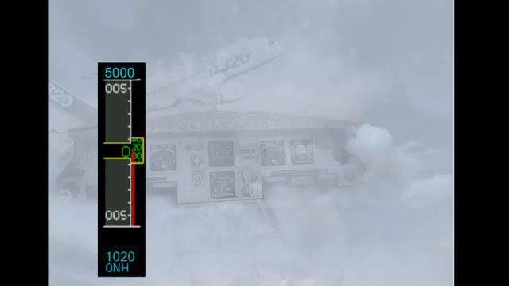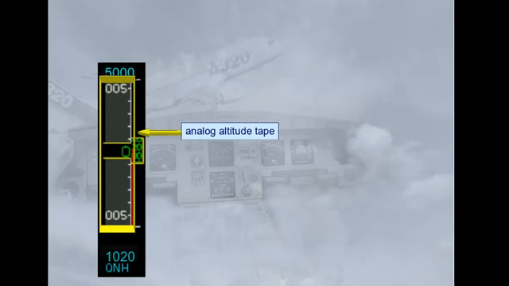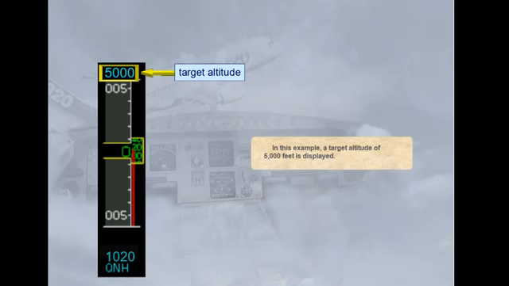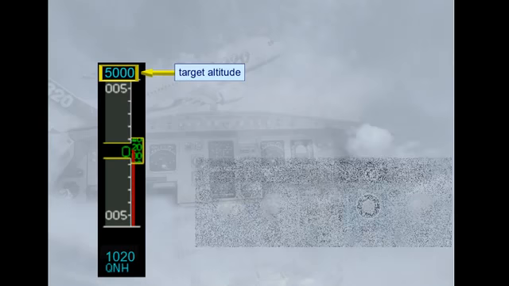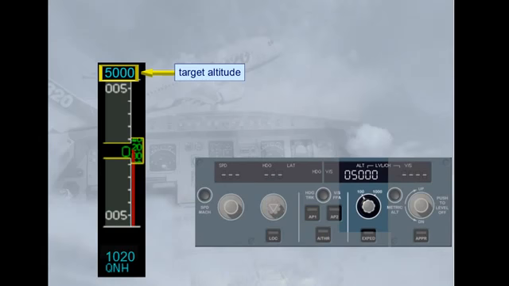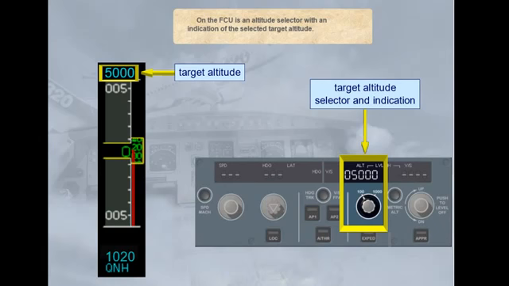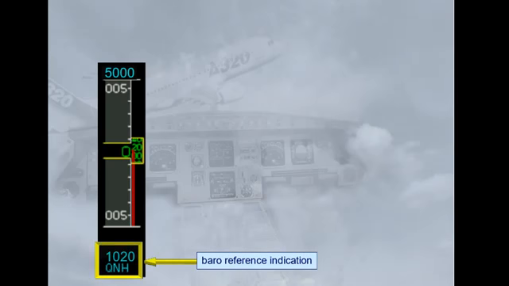Like the airspeed indication, a grey analog altitude tape moves behind the digital display. In this example, a target altitude of 5,000 feet is displayed. On the FCU is an altitude selector with an indication of the selected target altitude. At the bottom of the altimeter is an indication of baro reference. In the example shown, the QNH is 1020 hectopascals.